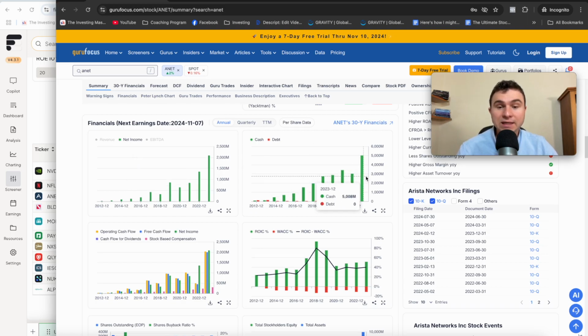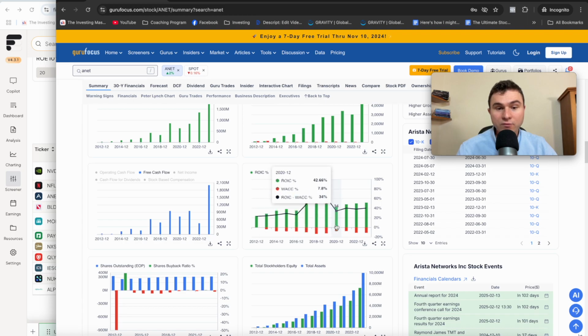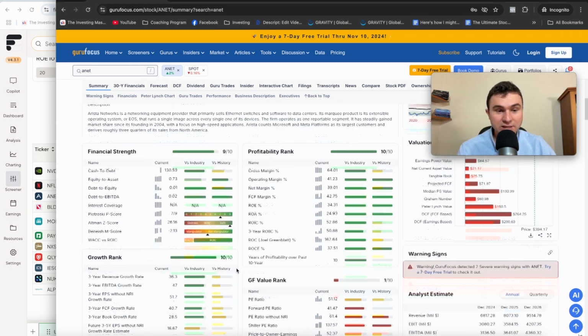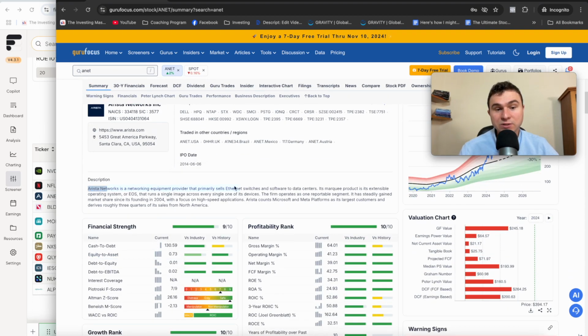They don't have any debt. They have a lot of cash and they produce a lot of free cash flow. Free cash flow is what matters in the long term. They have a growing return on invested capital, which is very good news. So the business is getting more and more efficient and more profitable. What do they do? This is what they do. And I would check for 11 of them.